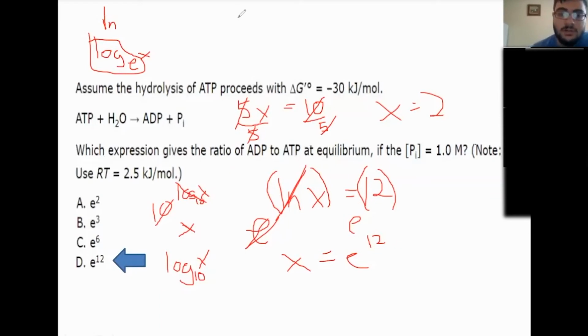Perfect. Okay, any other questions about logs, ln's, or anything that I covered here? Maybe K or anything here? Anything at all? Nope. How was I supposed to know that K was the ratio of the ADP over ATP? Right.